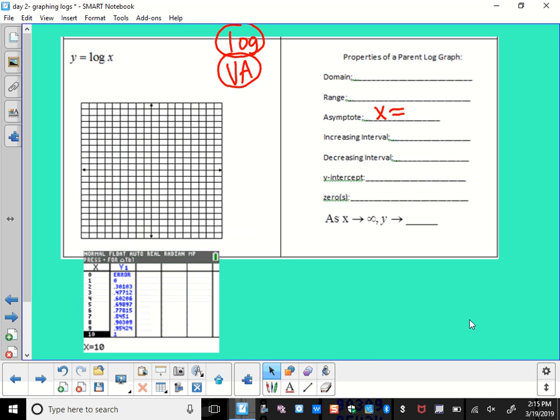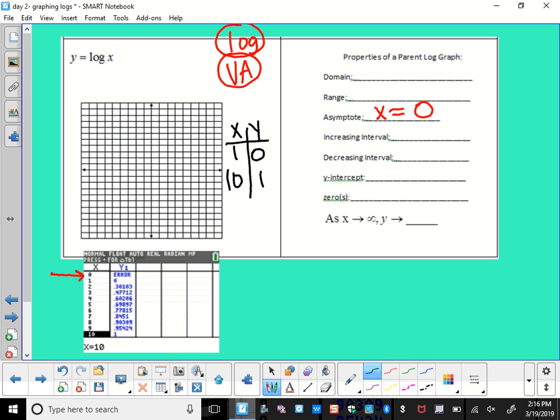All right, so if you look at the table here, my vertical asymptote is here. So my vertical asymptote is 0. I am going to graph points, and I'm only going to pick 1 or 2 of the easy ones. I'm going to do 1, 0, and 10, 1. I don't care about those decimals.